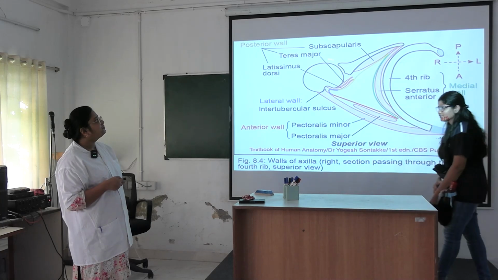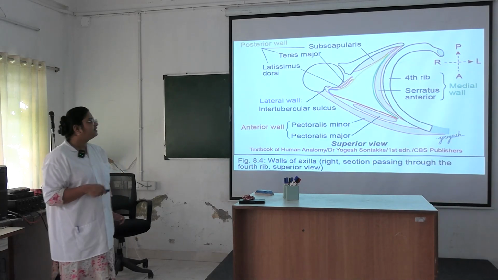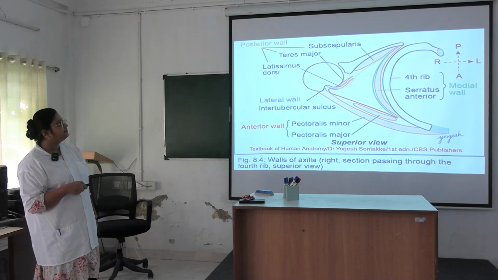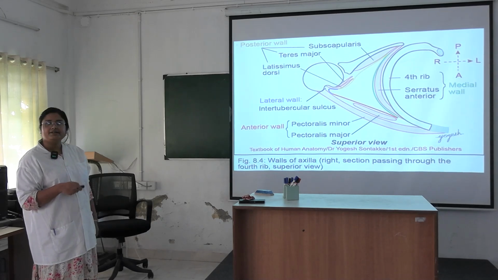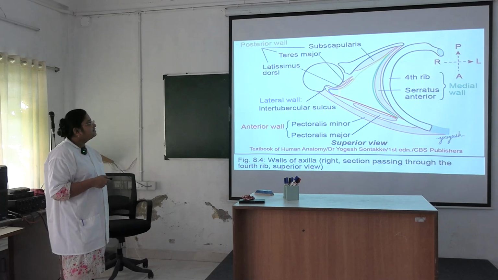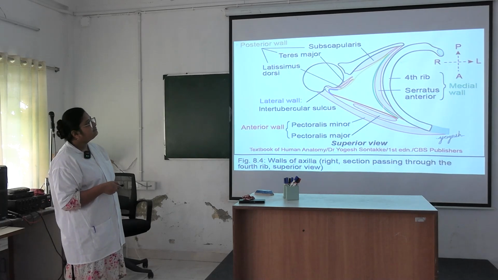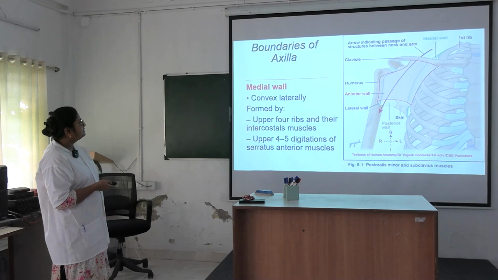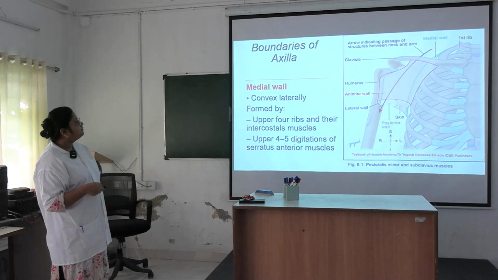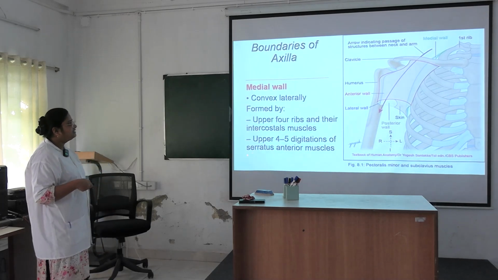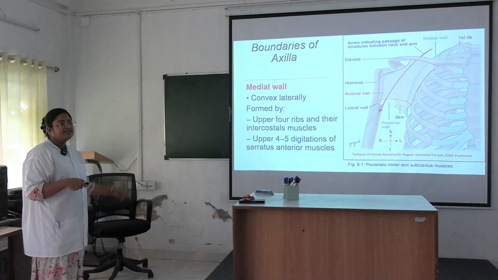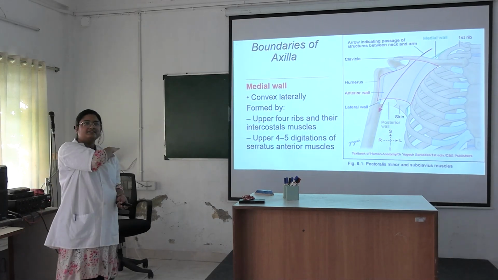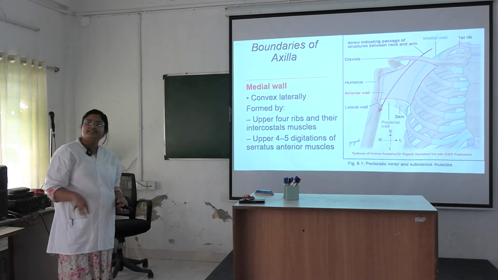This is a section of humerus. This is a section of scapula. This is a section of humerus. This is a section of one rib. So this is the medial wall formed by the serratus anterior. And the other structures we have discussed: upper 4 to 5 digitations of the serratus anterior muscle. The previous picture was a transverse section, like this you are cutting, a transverse section through the axilla.